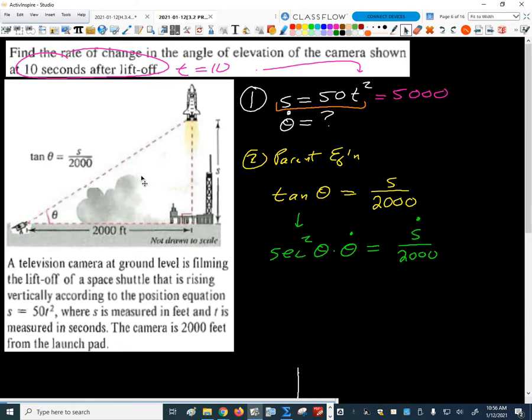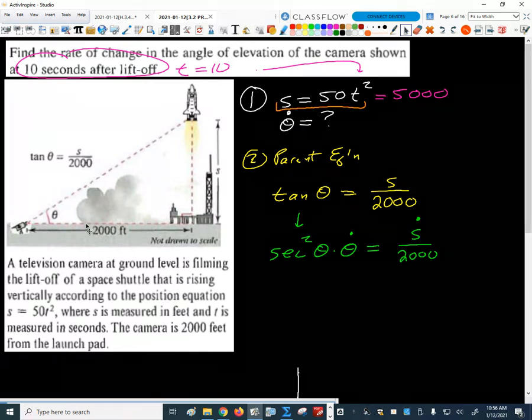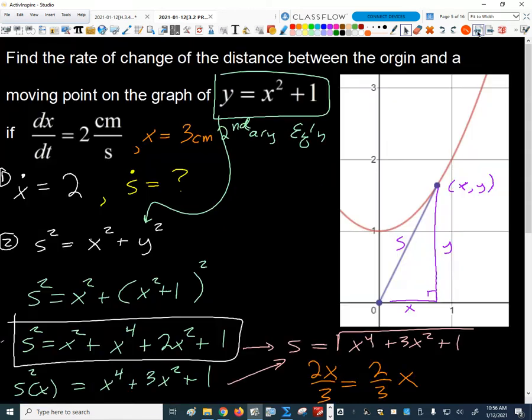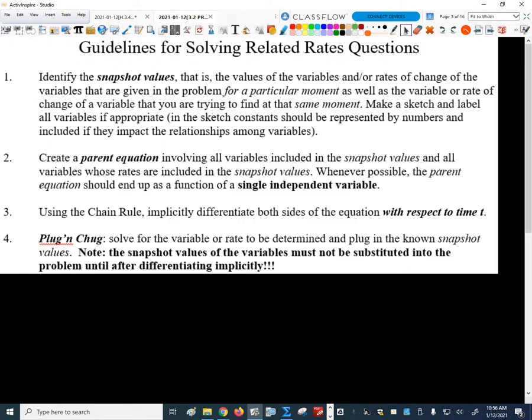And this is a right triangle trig issue. We build this right triangle where the base is 2,000, the height is S, and that angle is theta. So we'll use SOHCAHTOA. This is a tangent issue. So tangent of theta equals opposite over adjacent. So that's S over 2,000. There's our step 2. We built our parent equation.